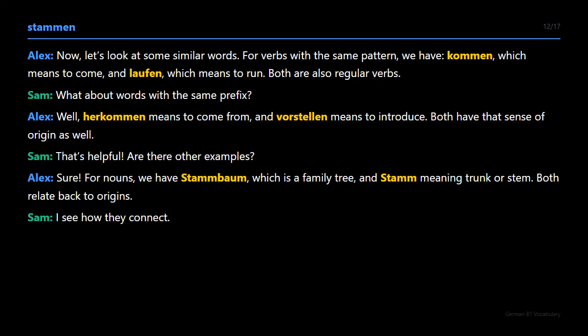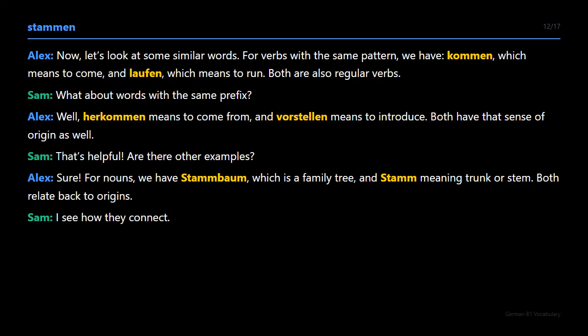What about words with the same prefix? Well, herkommen means to come from, and, vorstellen, means to introduce. Both have that sense of origin as well. That's helpful. Are there other examples?